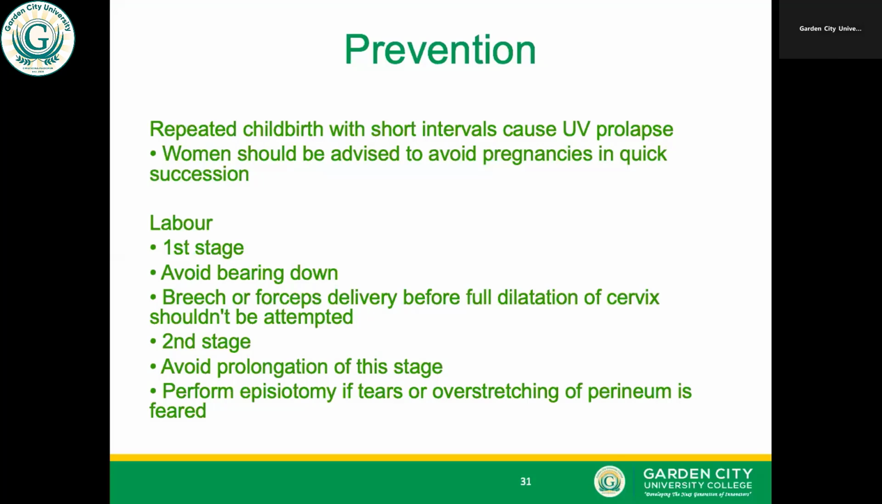And also in the second stage, we avoid prolongation of this stage. As a midwife, you should be able to hasten the second stage and not delay. When you realize that the perineum is so tight and the baby cannot come out, you give an episiotomy to enlarge the outlet to let the baby come out. But episiotomy should not be routine; it should be performed when necessary, so that the second stage can be shortened to avoid straining these ligaments.